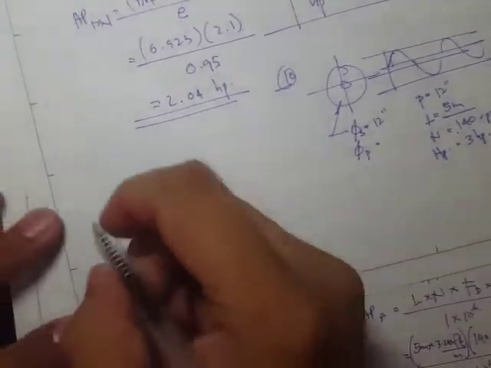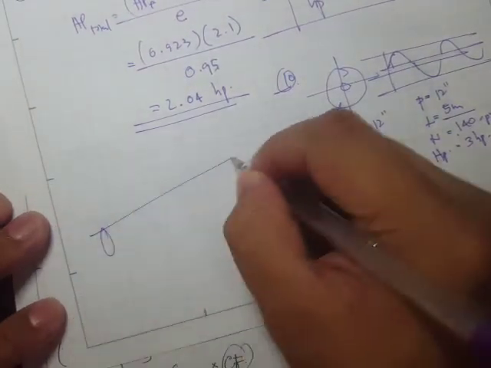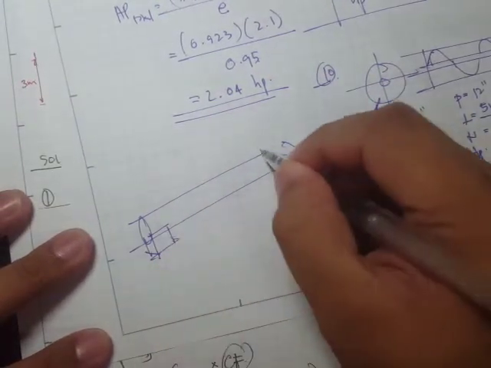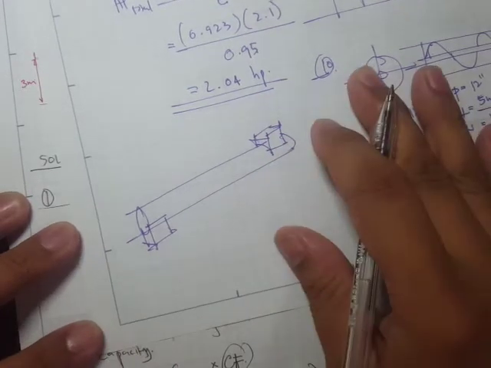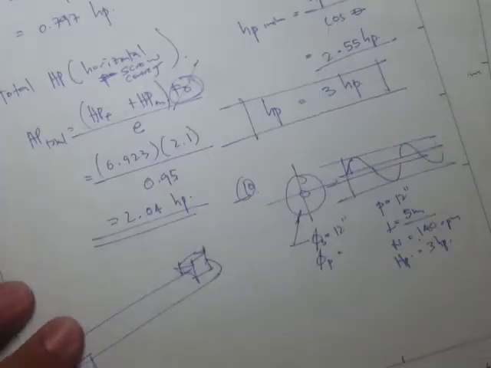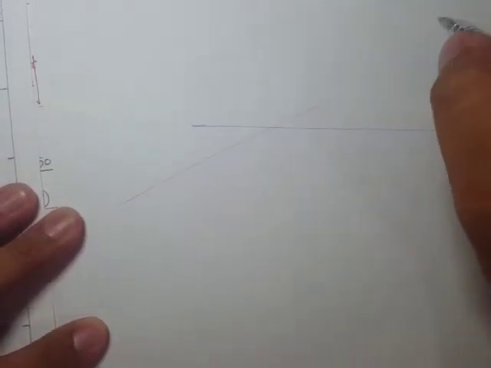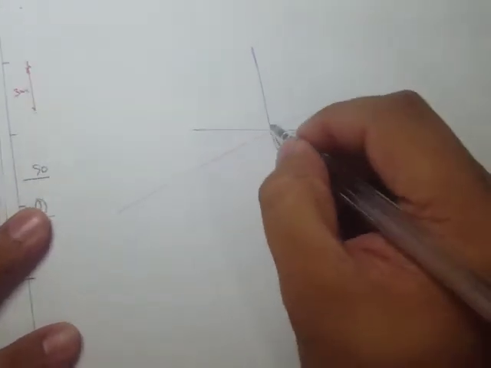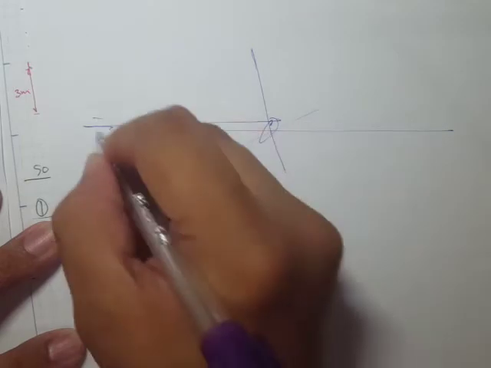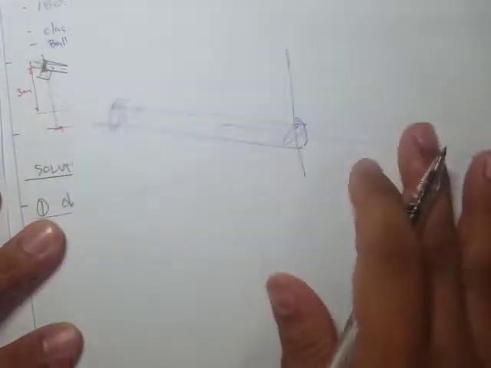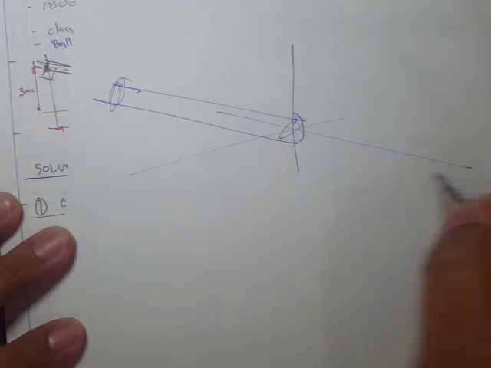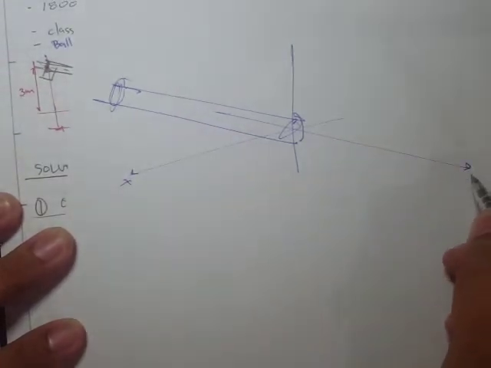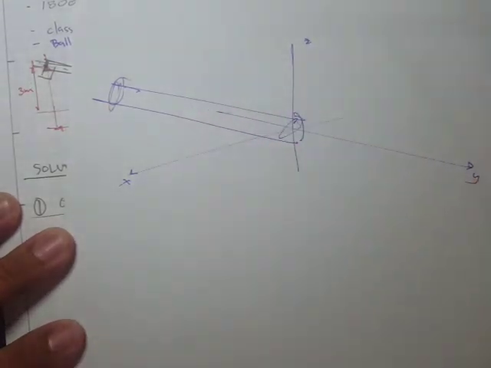We need to, again, just to practice our drawing skills, draw our screw conveyor. Or maybe using another paper would be better. Okay, so let's say this is my X, this is my Y, this is my Z.